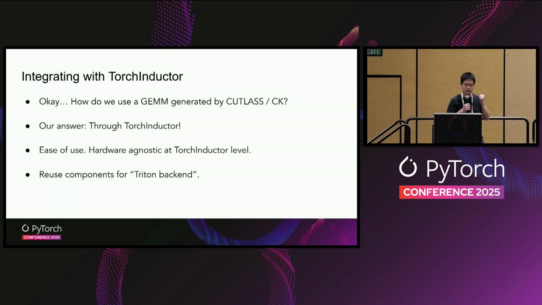Basically, we want it to be hardware agnostic at the TorchInductor level. You use torch.compile, turn on a flag, and you'll be able to use gems generated by CUTLASS and CK. Especially crucial is that, through TorchInductor, we use some components that we already have for the Triton backend. Let's take a step back and talk about how we do it for Triton currently.